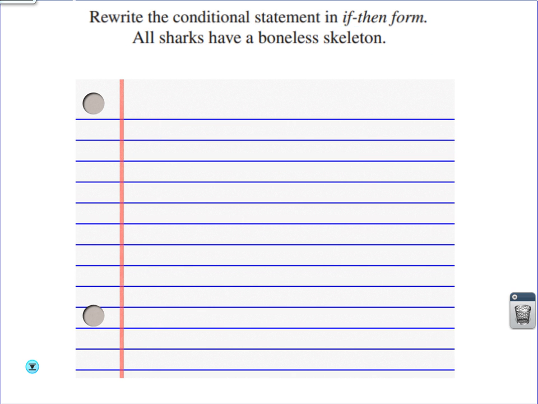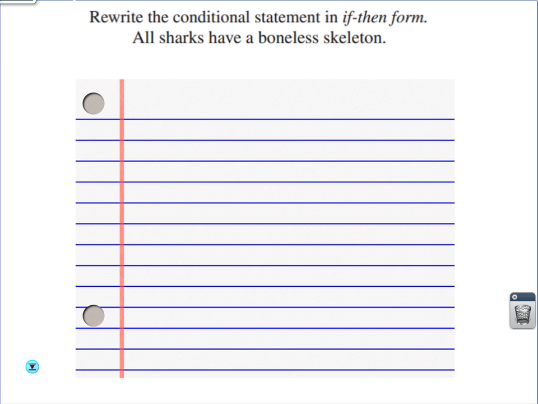Next problem. All sharks have boneless skeletons. You know that? All sharks have a boneless skeleton. How in the world are they boneless? I don't know, we'll have to investigate that. I think they're skeletons that are made of cartilage. There's no bone there. Yeah, they don't have bone.